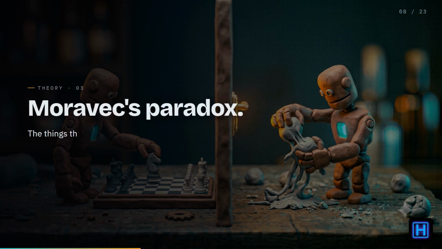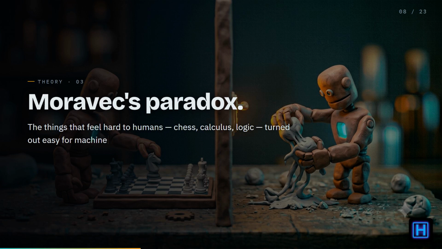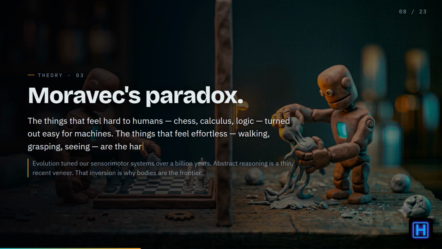Moravec's paradox. The things that feel hard to humans, chess, calculus, logic, turned out to be easy for machines. The things that feel effortless, walking, grasping, seeing, are the hardest of all. A billion years of evolution tuned our sensorimotor systems. Abstract reasoning is a thin, recent veneer. That inversion is why bodies are the frontier.